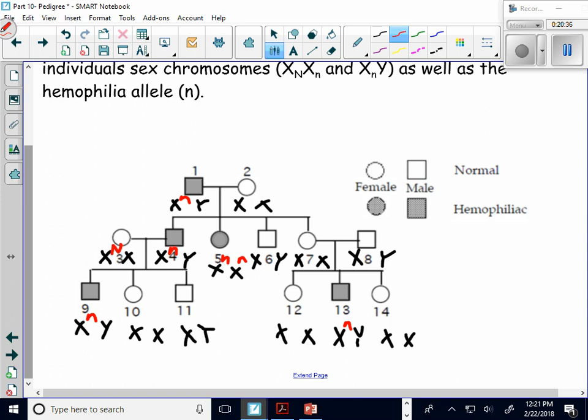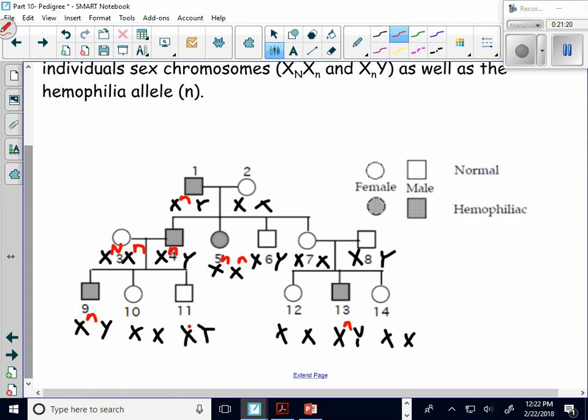But number 9 down here, what did he get from his dad? A Y, right? So where did he get that little n from? His mom. So his mom's got to be what we call a carrier. She is a carrier. Now, does this help us do 10 and 11? 11 should be easy, right? Why should 11 be easy? What, Linda? It's a capital N.